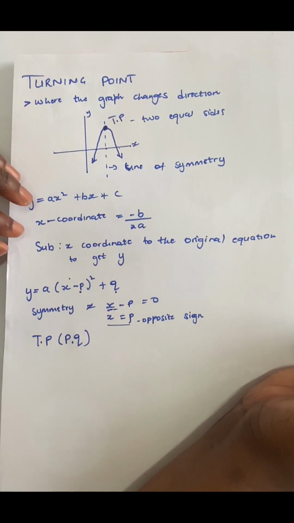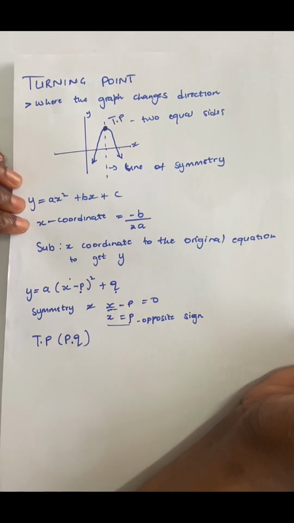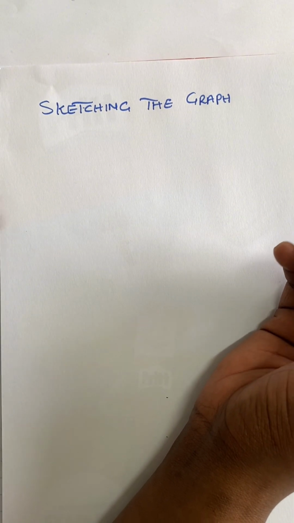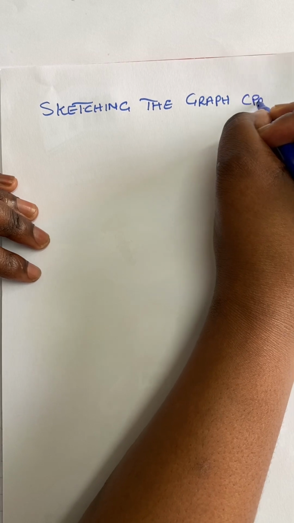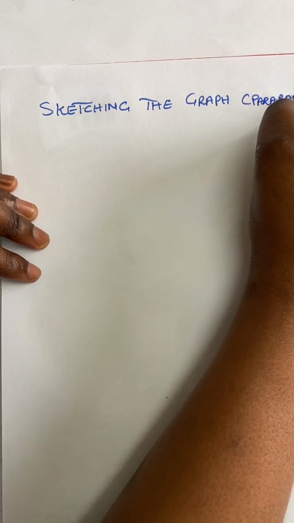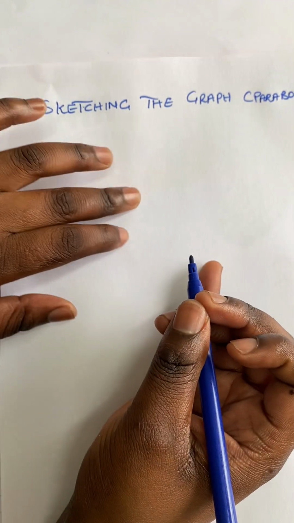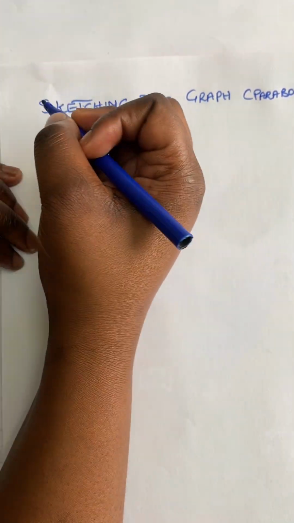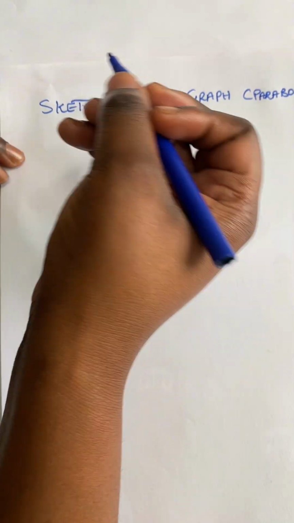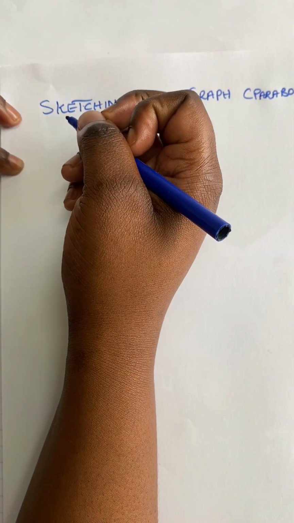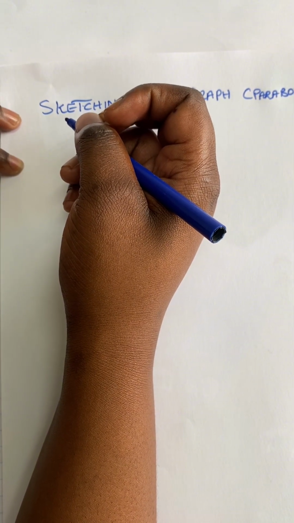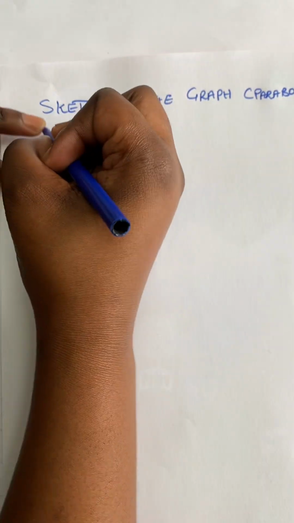Okay, so now we move on to sketching the graph. So now we are sketching the parabola graph. Hope you see my writing there. We'll be sketching the graph of a parabola using the first standard form. Whenever you are given an equation, first write a standard form so that everything should be clear to you.